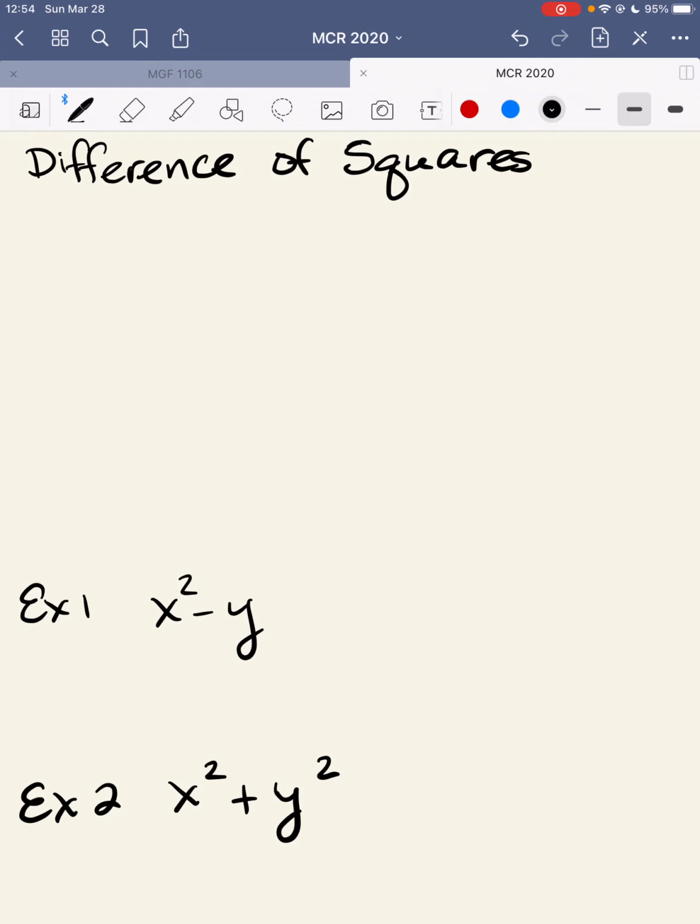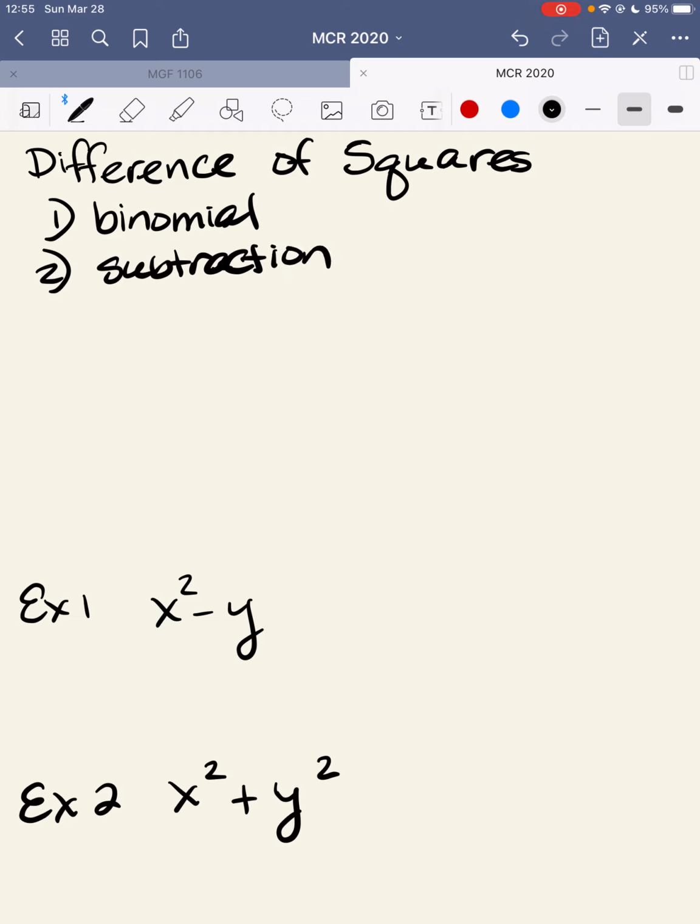All right, so today we're going to look at a difference of squares. Now, one thing particular with difference of squares is they're always going to be a couple of things. They're always going to be a binomial, which is something we haven't factored before. And they're also always going to be subtraction. So no addition. Okay. And so we have difference of squares.